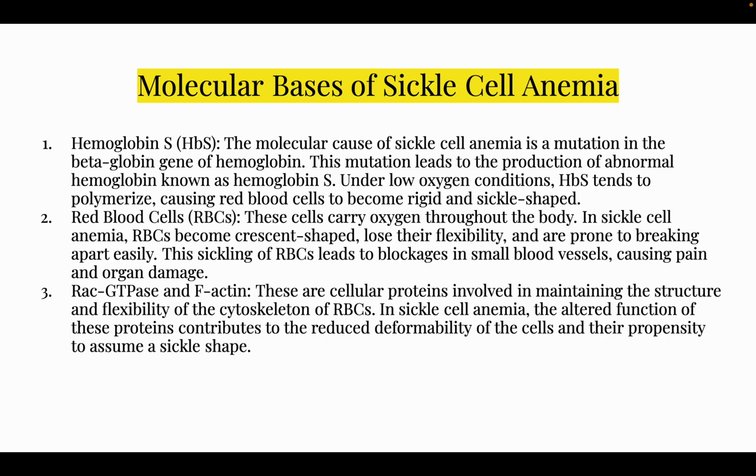Within the molecules participating in the signal cascade, RAC GTPase assumes a role of paramount importance in the shaping and structural integrity of cells. This disturbance plays a significant role in the distinctive sickling phenomenon observed in red blood cells, illustrating the profound impact of molecular irregularities at the cellular level on macroscopic manifestations of the disease.